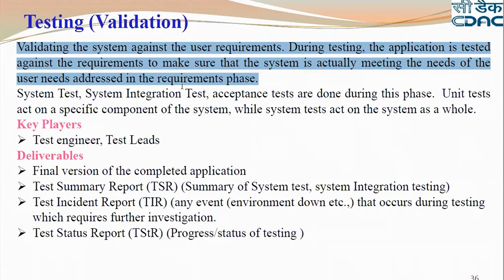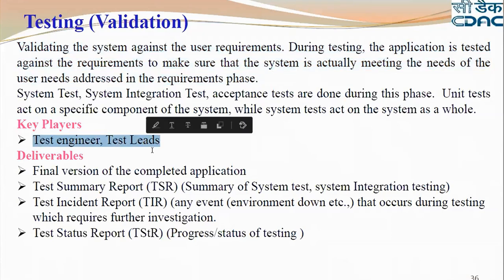So while doing that, we take the SRS. Doing this testing, what do we do? We take up the SRS testing. We make sure the product is working as recorded in the SRS. Test engineers and test leads, who write the test plans and test cases, do this. What is the deliverable? The final version of the complete application after testing, the final version of the software, will be released. Test summary report, incident report.